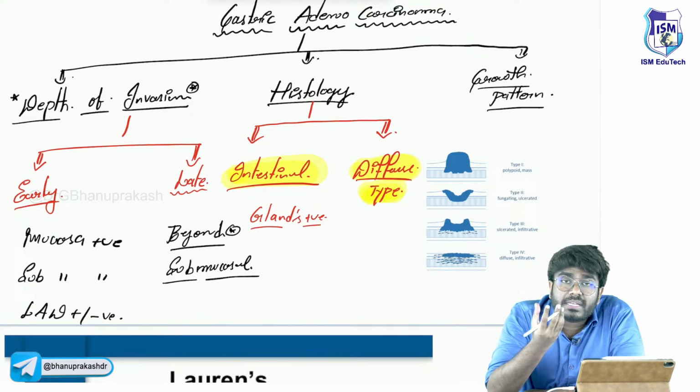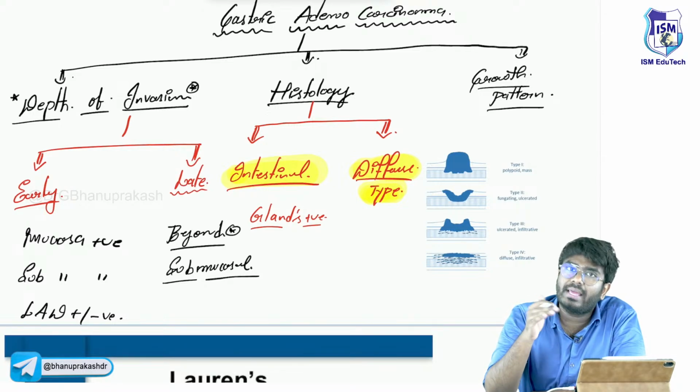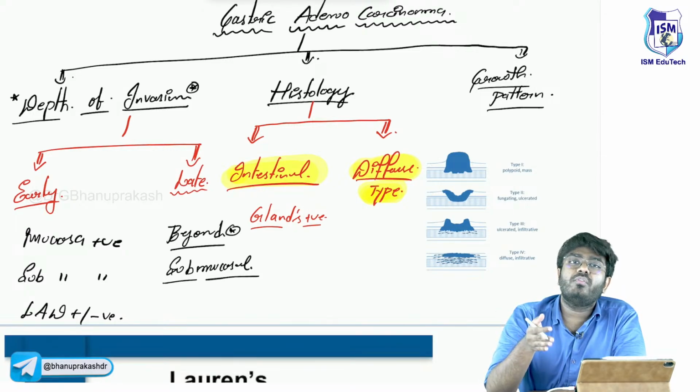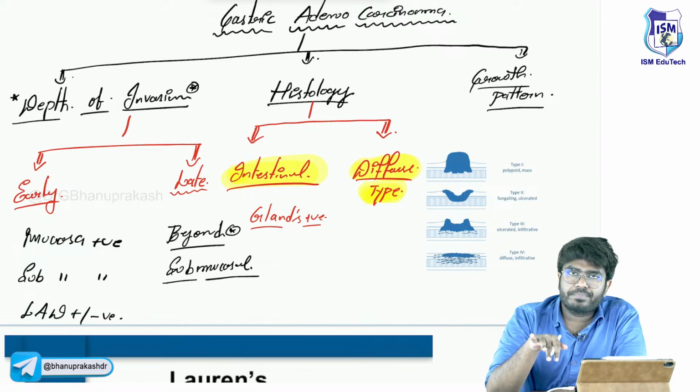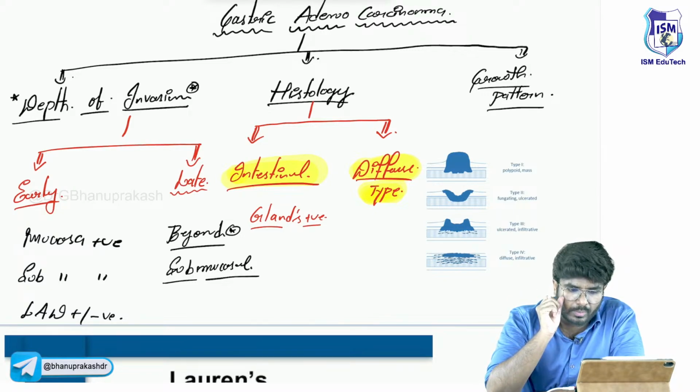If the glands are present, goblet cells. Okay, the glands are nothing but the goblet cells. If the goblet cells are present in the adenocarcinoma, it is called intestinal type of gastric adenocarcinoma. Intestinal type of gastric adenocarcinoma contains the glands. Which glands? Goblet cells. Okay, goblet cells are going to be positive.